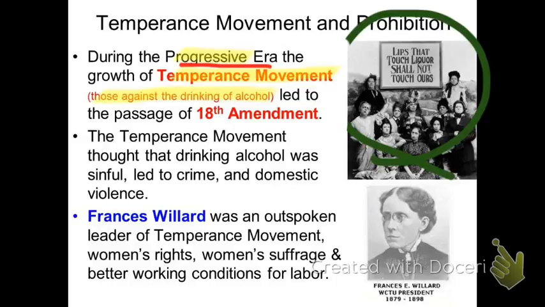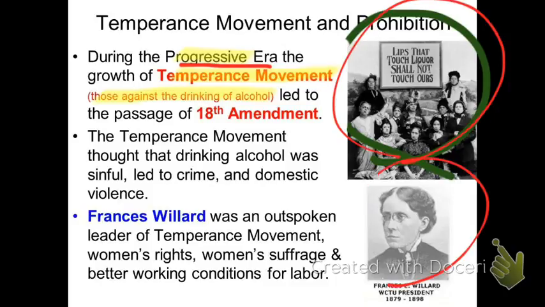Those individuals, and here is a chunk of them, were instrumental in the passage of the 18th Amendment, which, as I said earlier, banned the manufacturing, the sale and consumption of alcohol. The temperance movement thought that drinking alcohol was sinful, led to crime and domestic violence.